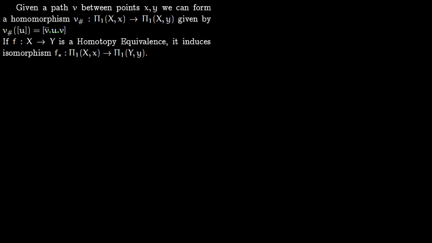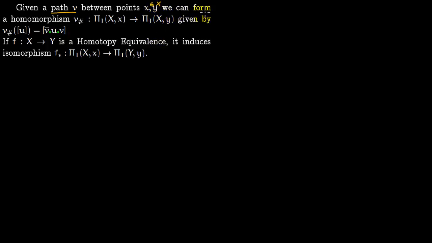In this lecture, we prove that if two spaces X and Y are homotopically equivalent, then their fundamental groups are isomorphic. Before we prove that, we recall a fundamental fact. Say we have a path v between two points x and y, and both these points belong to the same space, say capital X.